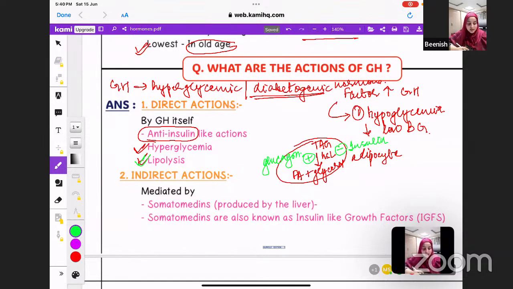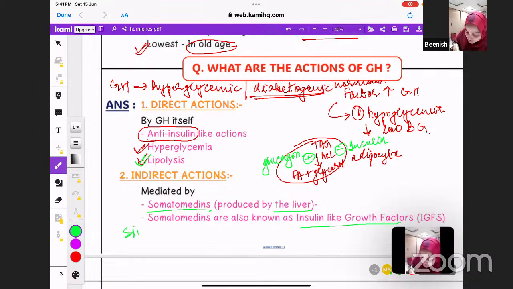Now moving on to the indirect action of growth hormone. The indirect action of growth hormone is mediated by somatomedins. Now, what are somatomedins? These somatomedins are produced exclusively by the liver, on stimulation by the growth hormone. So growth hormone is going to stimulate the secretion of somatomedins from the liver. And a somatomedin is also known as insulin-like growth factor. It is a mitogen.